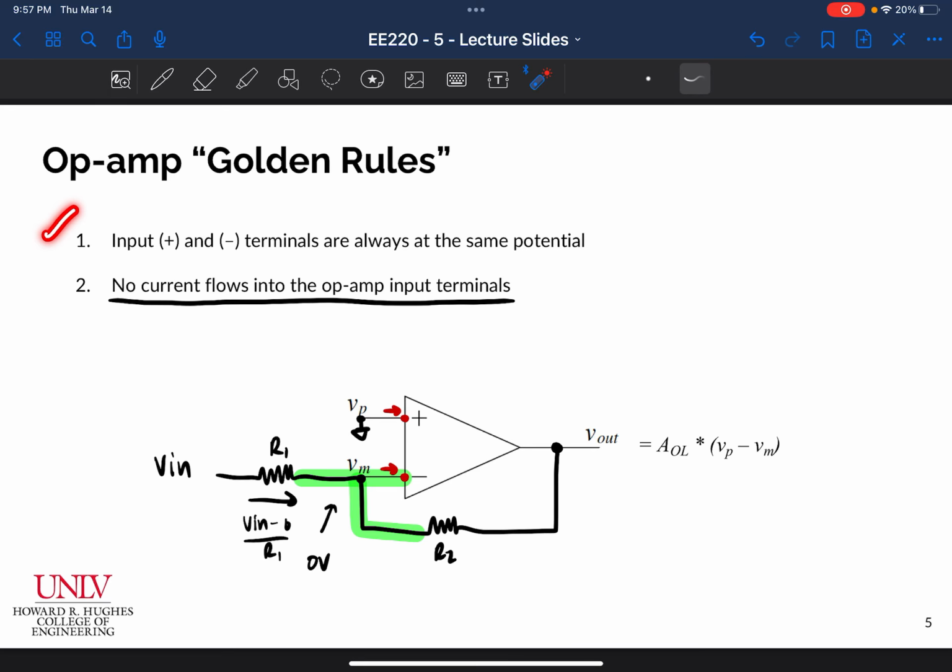These two rules, like I said, if you can get these two rules memorized, which shouldn't be too hard to do, it's just the two of them. Both of these inputs are at the same potential all the time, and no current will flow into the terminals of the op-amp. Using those two rules, we can solve every op-amp circuit. We can derive the equations for the different op-amp topologies, and so on and so forth.